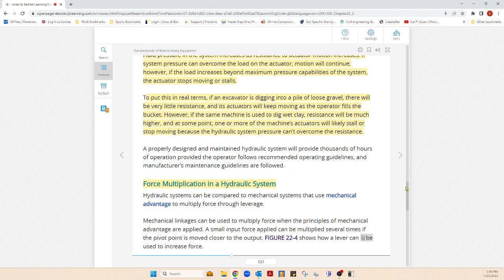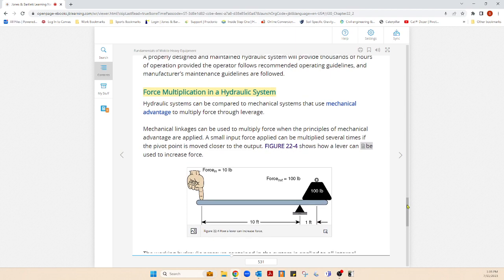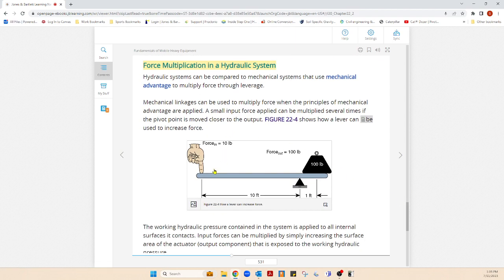I want to get into force multiplication. That's what we're all about here. Take a look at this. This is a mechanical demonstration of force multiplication. In a minute, we'll have a hydraulic or fluid demonstration of it. Look at the fulcrum situation here, where you have 100 pounds that you want to lift. So you go out here 10 feet for your mechanical advantage, and it takes 10 pounds of force multiplied by this distance.